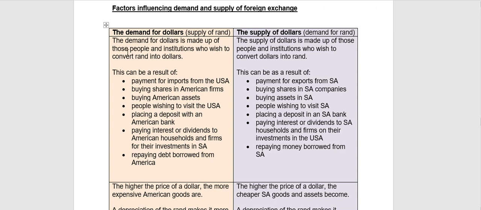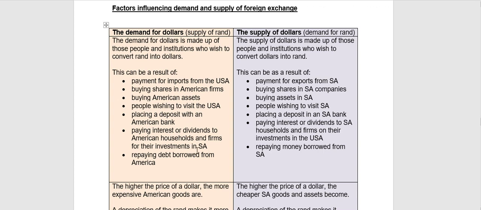If we were to ask, why would there be a demand for Chinese yuan? Then you're going to say, to pay for imports from China, to buy shares in Chinese firms, to buy Chinese assets, when people want to visit China, placing a deposit with a Chinese bank, you get my drift, okay? So obviously you must just match the currency with the correct country, otherwise you're not going to get the marks.